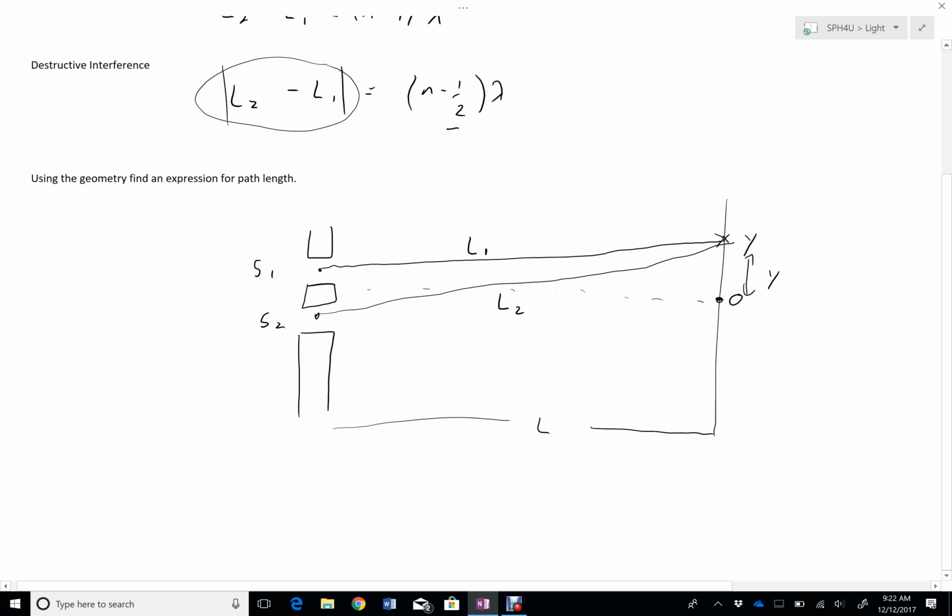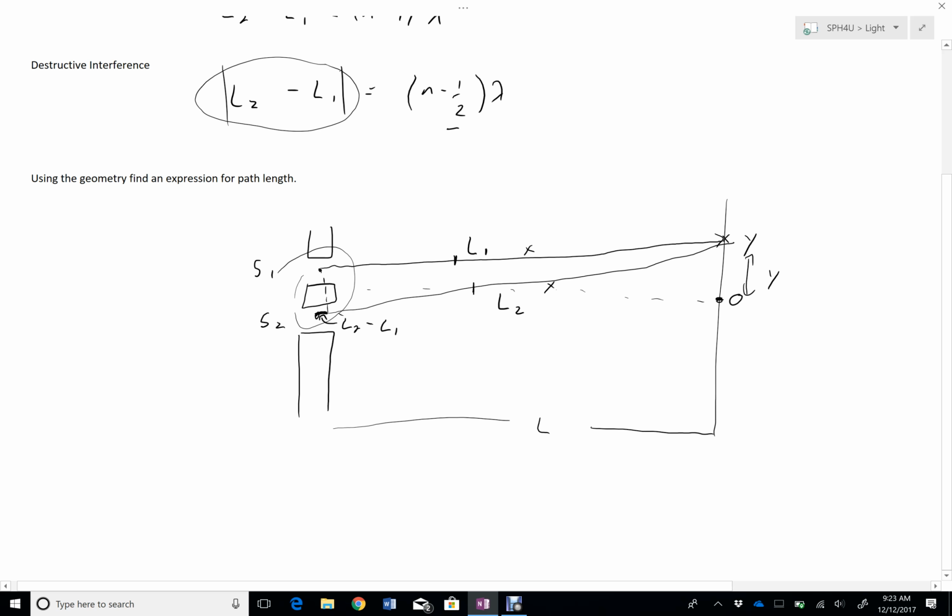Now, if we take this length and project it onto this other path length, such that this part and this part are equal, so we'll call that x and we'll call that x, then what we can see is the real difference in their lengths is just this little section right here. I'll call that L2 minus L1. So if we can figure out the geometry of this, then we can find L2 minus L1.